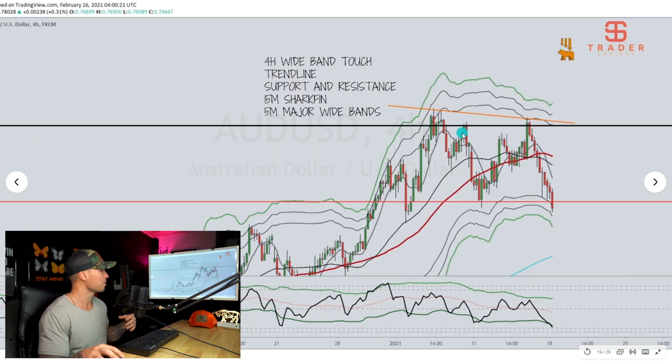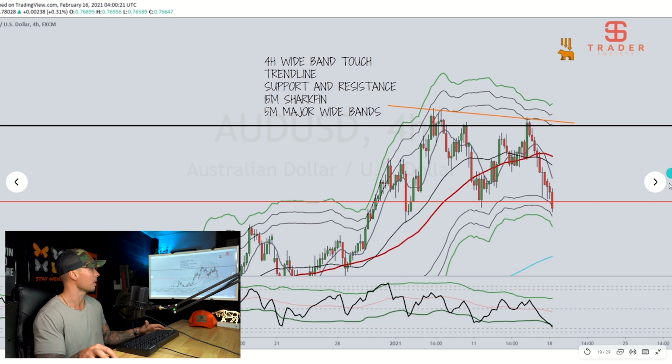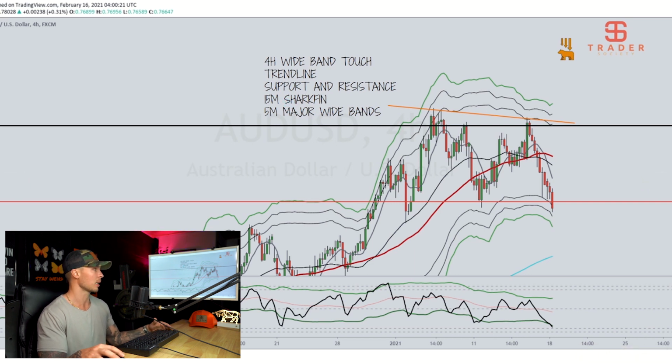Okay, so with all that being said, we had that resistance being majorly rejected. We had that support line being majorly rejected. And it came right off that 2.0 Bollinger Band, as you can see. Beautiful trade. Very, very nice setup right here. And again, we had the 4 hour wide bands, trend line on the 1 hour, trend line on the 4 hour, support and resistance, 15-minute shark fin, and 5-minute major wide bands, okay? So when you're taking trades, you should have at the minimum, I'd say, 3 confluences before you're entering your trade, okay? And that's just going to keep your win rate high.